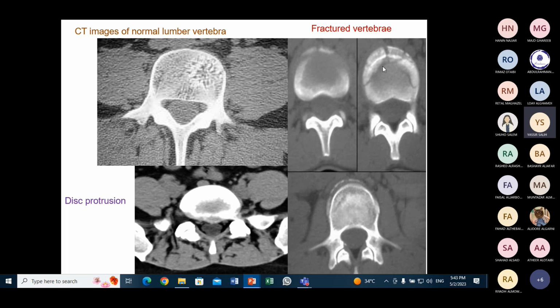This is a fracture in the vertebral body. The CT can demonstrate this fracture. إذا عملنا X-ray for this patient, this fracture cannot be seen. So CT is better in assessment of the spinal fracture compared to the X-ray.